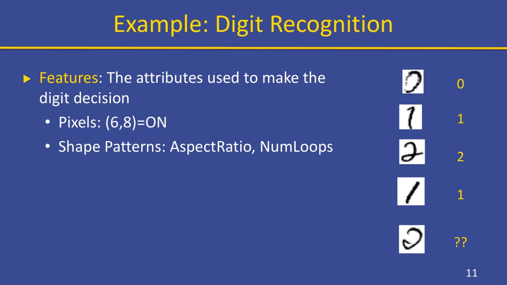We may also use some shape patterns as our features. For example, how many loops are there in the image, and so on. Feature engineering in general requires domain knowledge. The goal is to create features that make sense for a very specific domain.